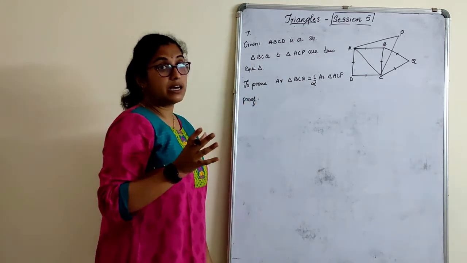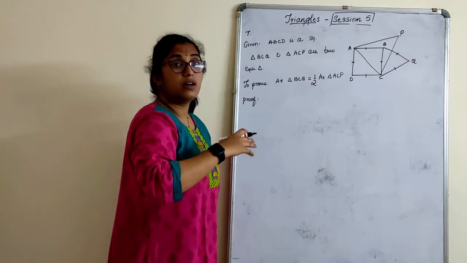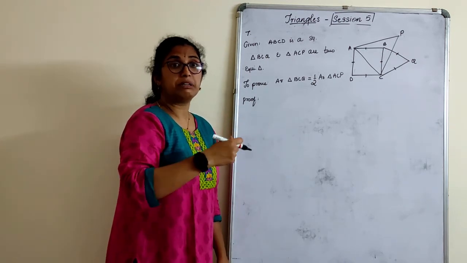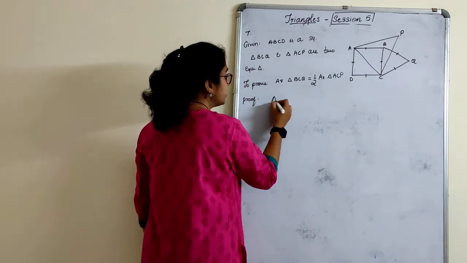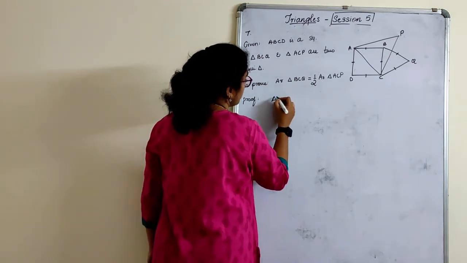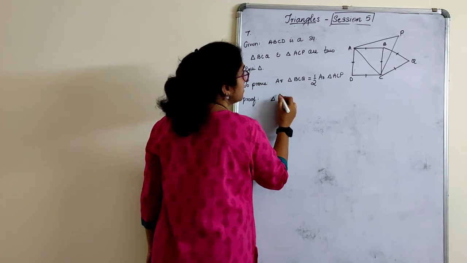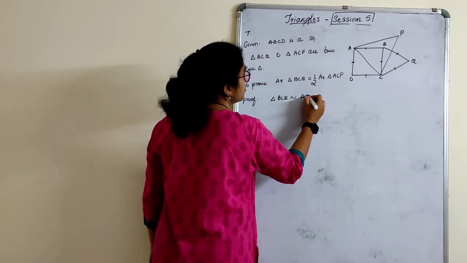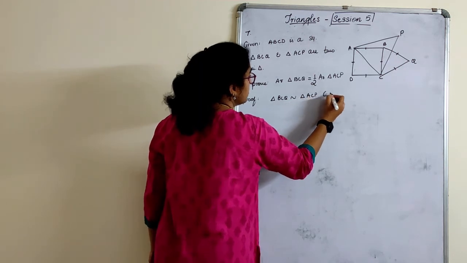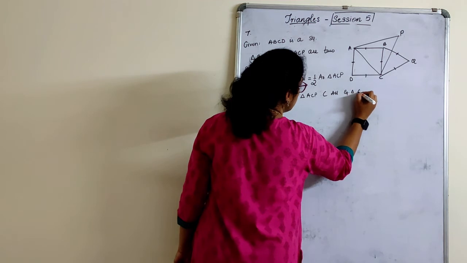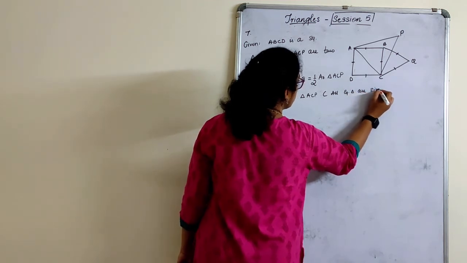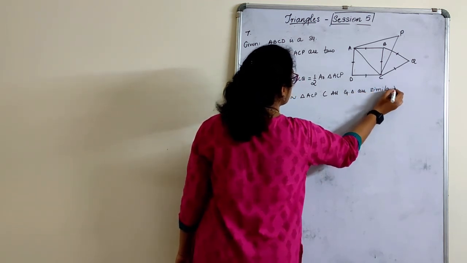Equilateral triangles are similar. We know that. Why? Because similar figures, when we talk about equilateral triangles or squares, are similar figures. So I will write here: triangle BCQ is similar to triangle ACP. Reason? All equilateral triangles are similar. Okay.